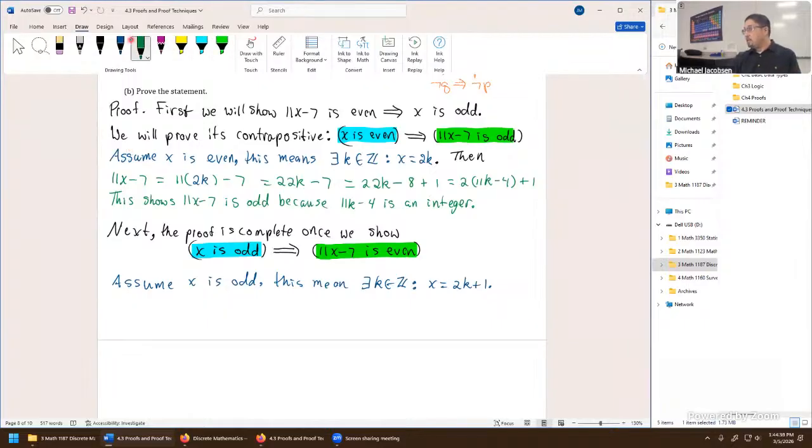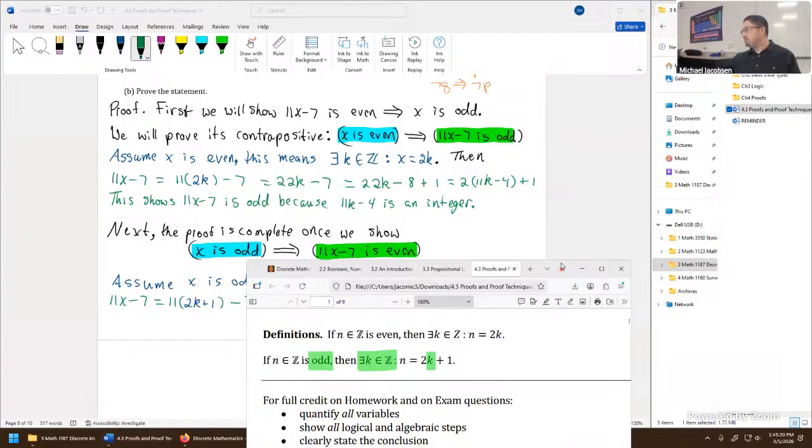We'll say, then, 11x minus 7 becomes equal to 11 times (2k plus 1), then minus 7. So now let's do the algebraic steps. That's 22k plus 11 minus 7. Combining like terms gives us 22k plus 4. And that's not so bad. We can factor out 2 from both of these terms to get 2 times (11k plus 2).